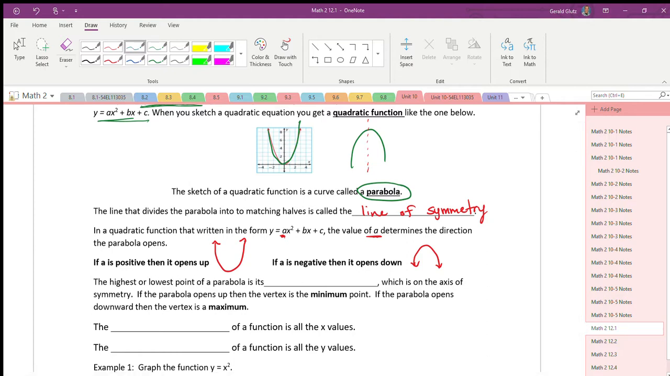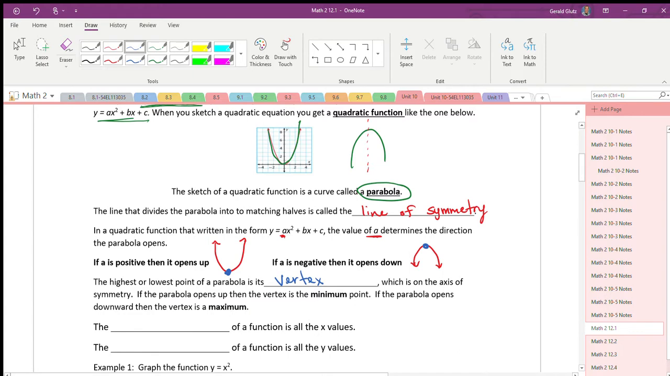Whenever we have a graph that is quadratic, or whenever we have a parabola, this point at the bottom of the graph, or the very highest point of the graph, is called the vertex. The vertex is going to be a very important thing that we're going to have to find in this whole unit.